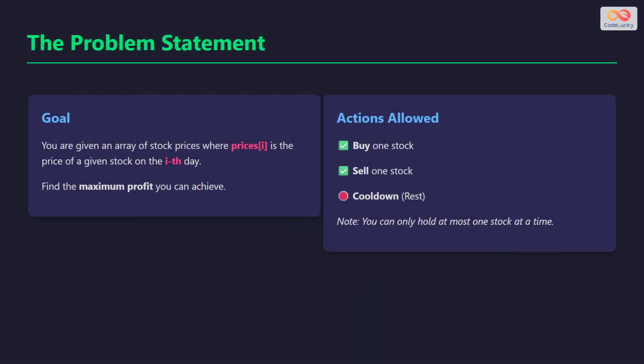Here is the setup. You have an array of daily stock prices. Your goal is to maximize your profit by buying and selling. The rules are simple. You can buy and sell as many times as you want, but you can only hold one stock at a time.